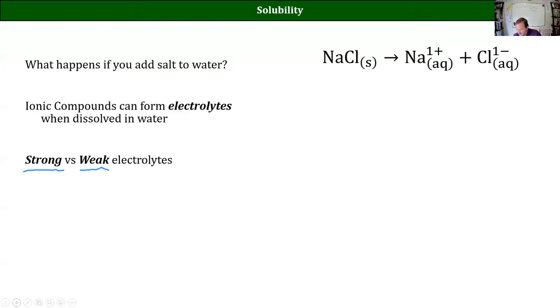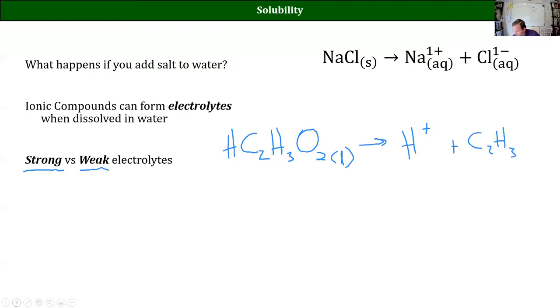But there are some compounds like vinegar, for instance, which is acetic acid, so hydrogen with an acetate. If you take pure acetic acid and you put it in water, it'll form ions that are aqueous, but it doesn't split up all the way. It's what's considered a weak electrolyte. And again, in chemistry, weak just means not 100% of the time.